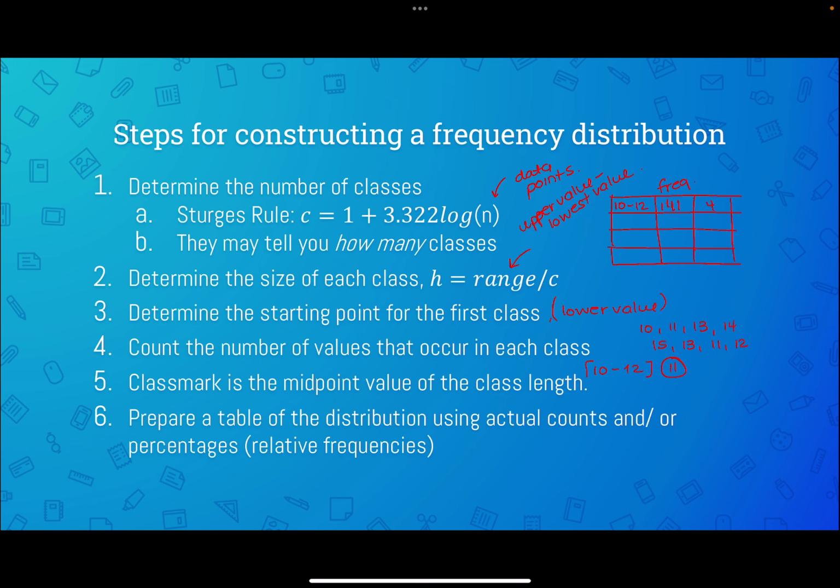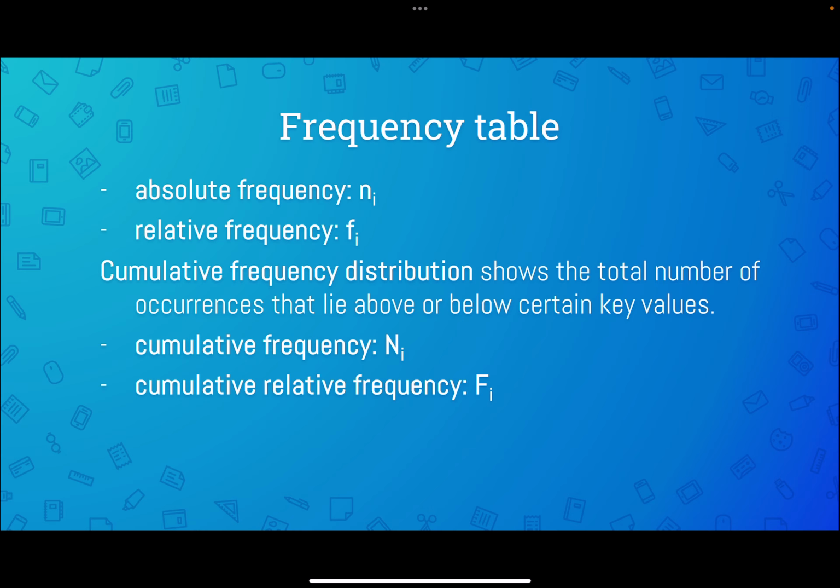And then we need to prepare a table using the actual counts or the percentages. So in a frequency table, we can have absolute frequency, which is actually the number of occurrences, or we can have the relative frequency, which is the percentage of the occurrences.